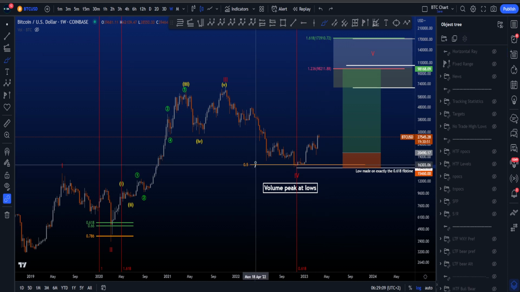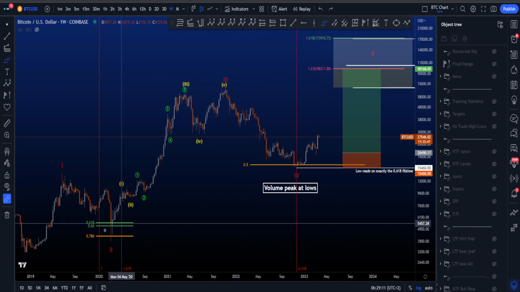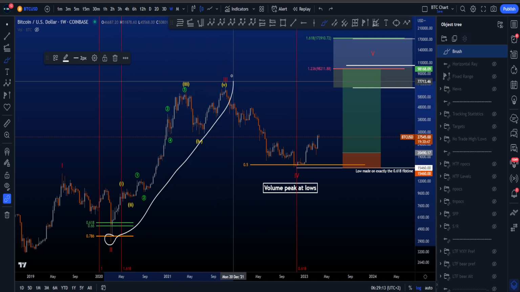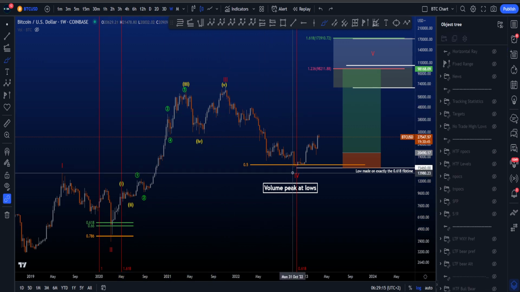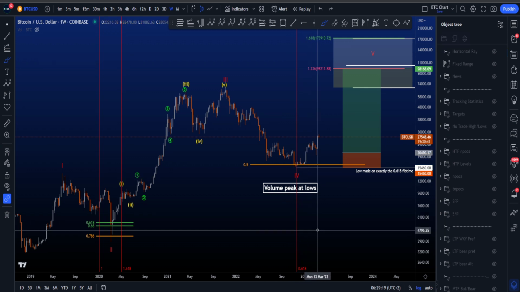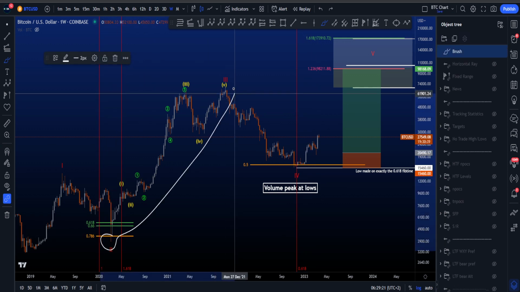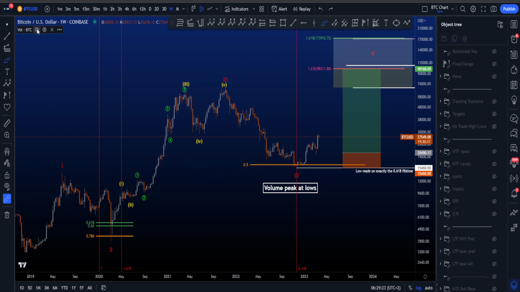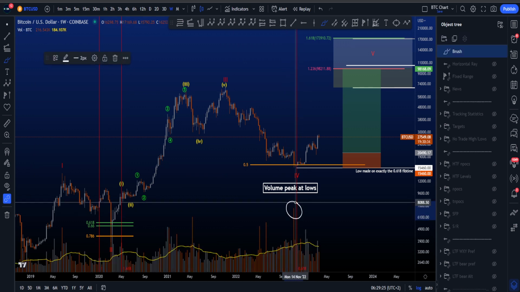In this scenario, wave 4 bounced perfectly at the 0.5 fib, taken from the low of 2 to the high of 3, which is an important target for a wave 4. It also bounced the exact week on the 0.618 fib time, taken from the low of 2 to the high of 3, and we also had a volume peak at the lows.